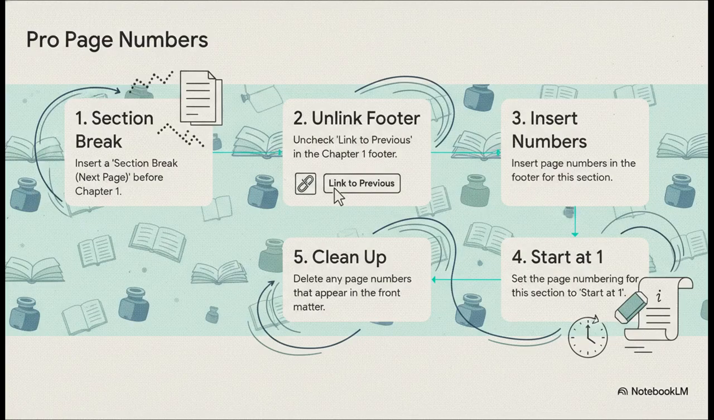Page numbers. Everyone gets stuck here. But trust me, there's a pro-level trick to it. You don't want page 1 to be your title page, right? You want it to be the first page of chapter 1. The secret is to insert something called a section break right before your first chapter. This lets you unlink the footers and basically treat the main part of your book as its own section, letting you start the page numbering fresh from 1.